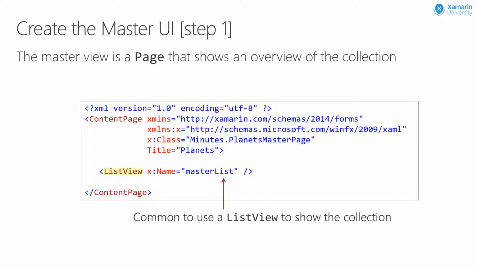Let's start with the master page. The master page is a content page that needs to be able to display a collection of data and allow the user to make a selection. And a list view is the perfect control type for master and is typically used. As before, there is one specific requirement. You must set a title on this page, otherwise an exception will be thrown at runtime.